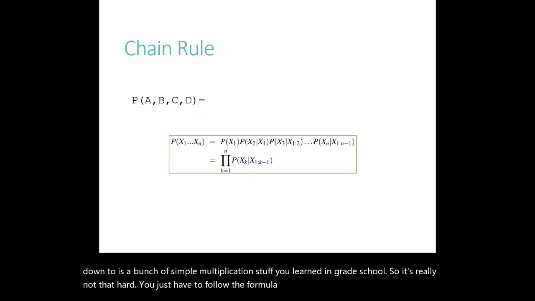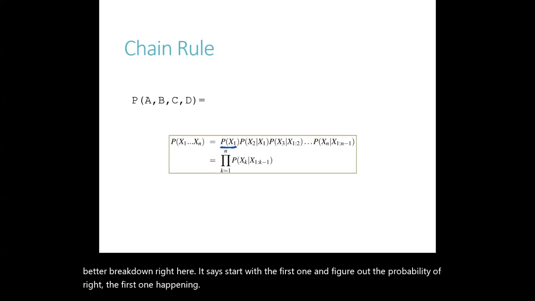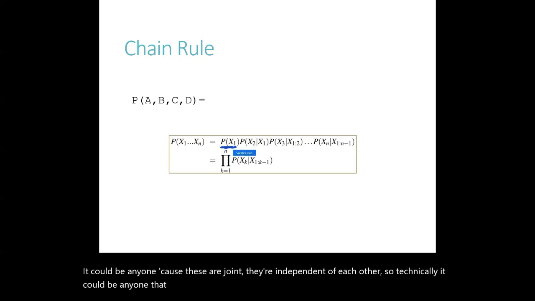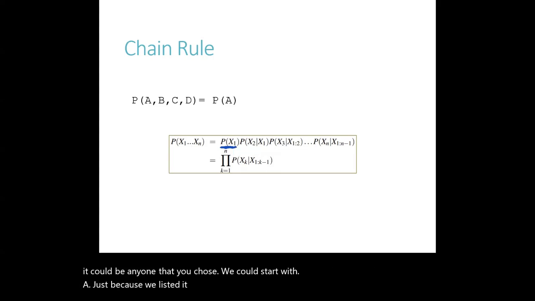All right, so what is it saying? So this is the better breakdown right here. It says start with the first one and figure out the probability of the first one happening. It could be any one because these are joint, they're independent of each other. So technically it could be any one that you chose. We could start with A, just because we listed it first. And we know how to figure out the basic probability. Count past occurrences, divide by context of interest.